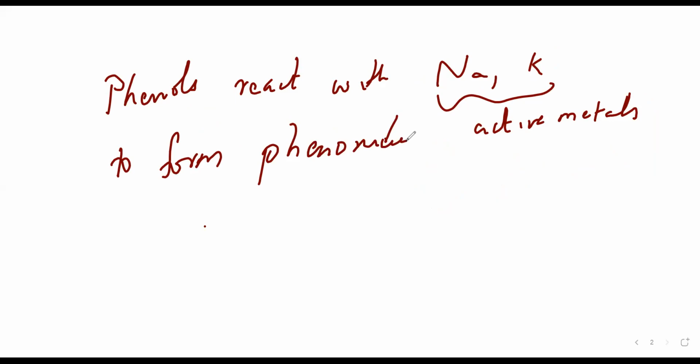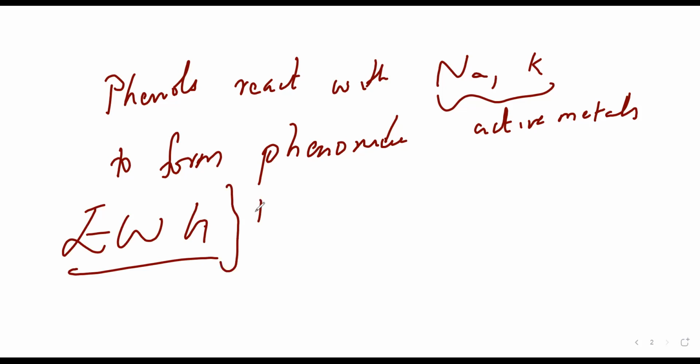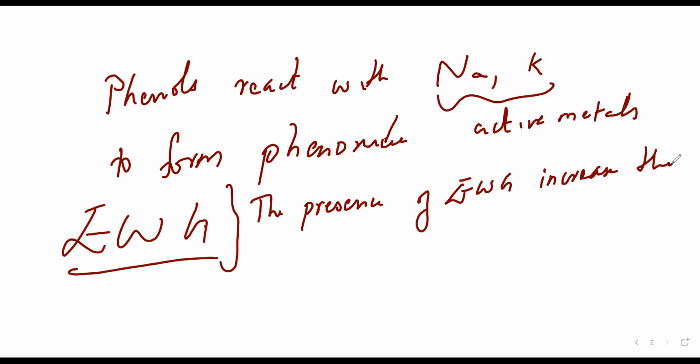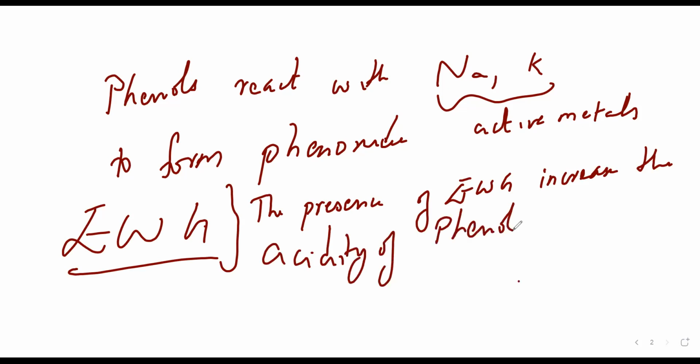Yes? So there is something called EWG, electron withdrawing group. So the presence of electron withdrawing group, the presence of EWG, what will it do? It will increase the acidity of phenol by what? Stabilizing the phenoxide ion. Stabilizing the phenoxide ion.